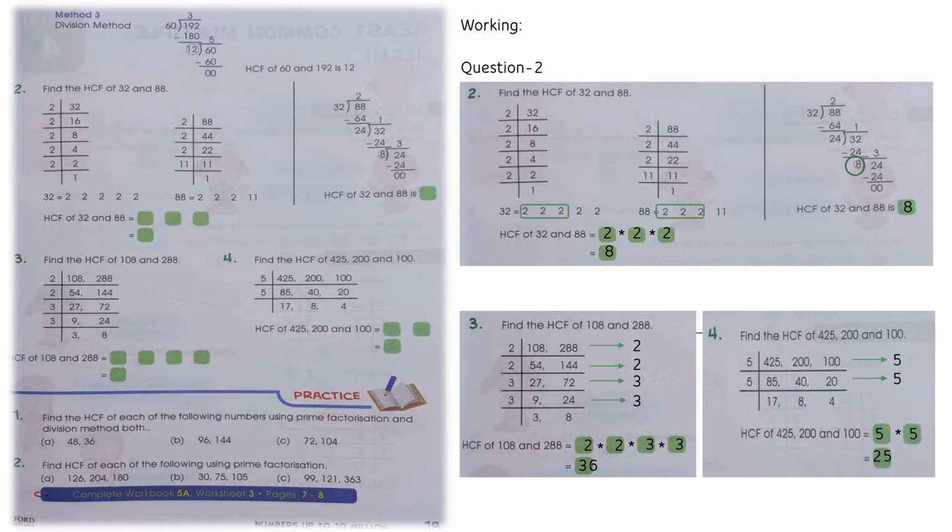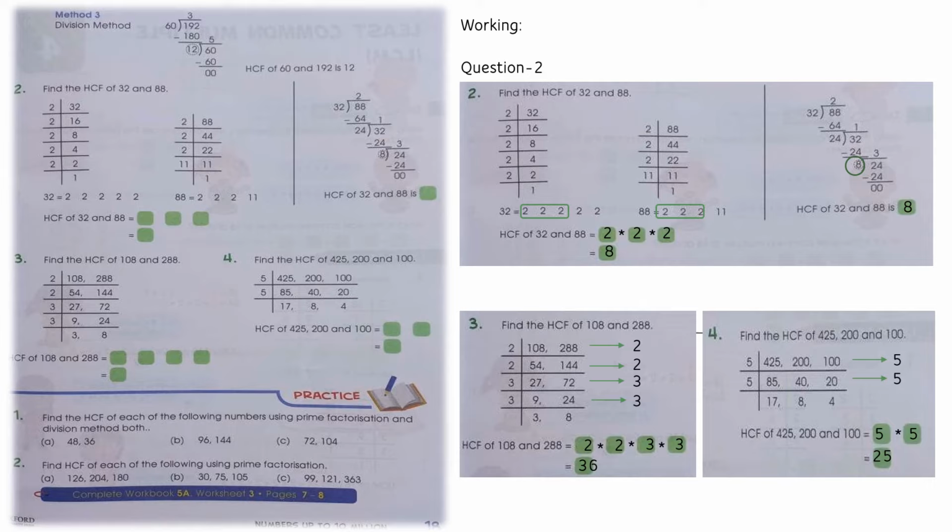Now we have a question in which we have to find the HCF of 32 and 88. By using method 1, we find the prime factors of 32, which come out as 2 into 2 into 2 into 2 into 2, and then we find the prime factors of 88, which are 2 into 2 into 2 into 11. Here is the working. Now, as we can see, in both the numbers, three 2s are common. So we are going to multiply these with each other, and our highest common factor is 8.